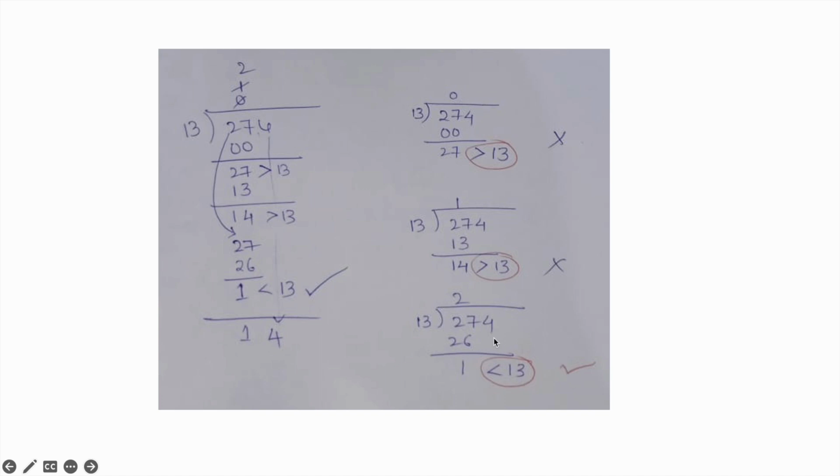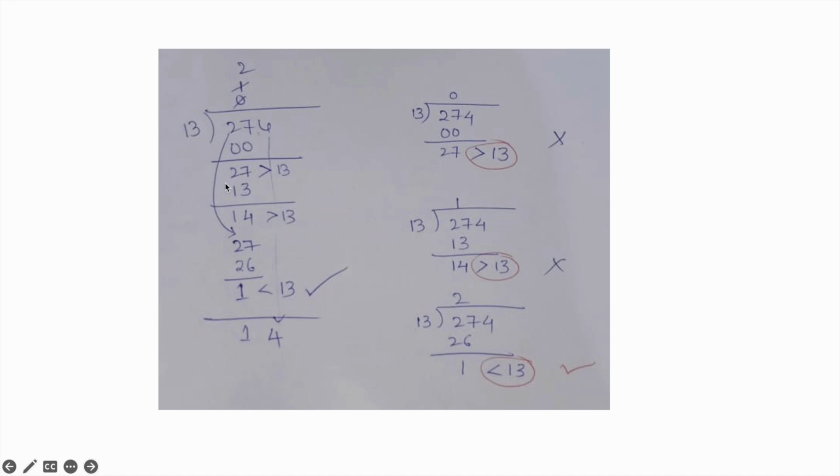If you know the 13 table, you can directly use the quotient as 2. But the computer cannot remember any table, so it keeps on trying the values and restoring the value. This is what restoring is. 13 zeros is 0, the subtracted value is 27, which is greater than 13. So it will restore. If it is greater, it will restore the 27.